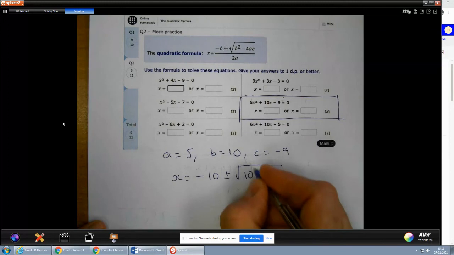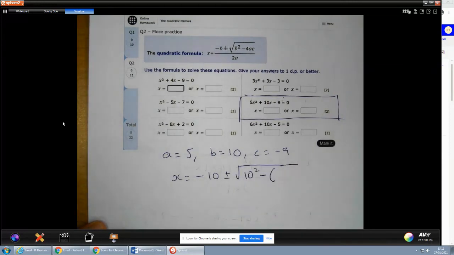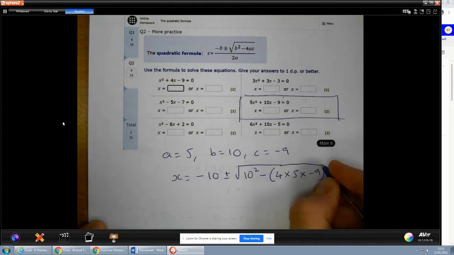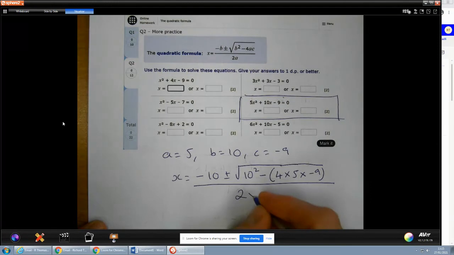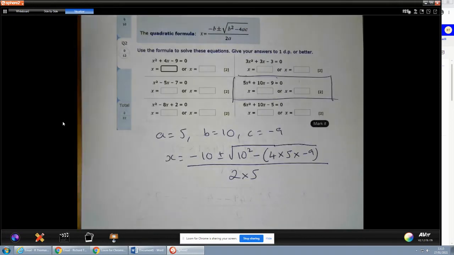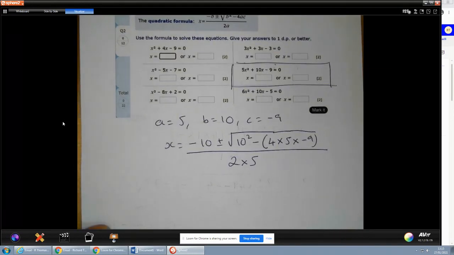then B squared, 10 squared, minus. Now stick to my tip here. Put brackets in here now. Into 4 times A, which is 5, times C, which is minus 9. And all of that has to be divided by 2 times A. But please don't go for the calculator yet. Okay, especially it's important at A level you'll be able to narrow this down without the calculator yet.